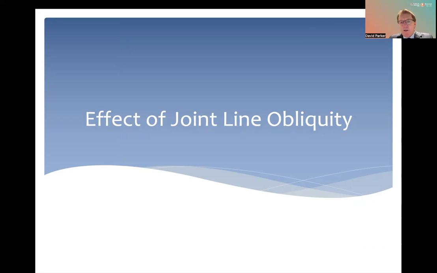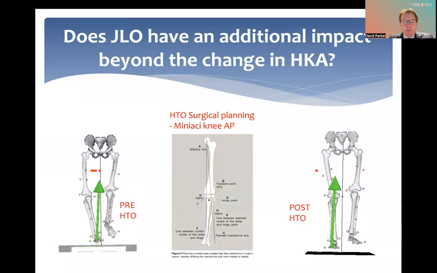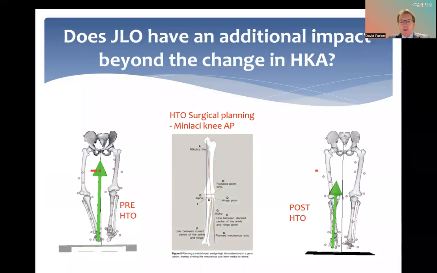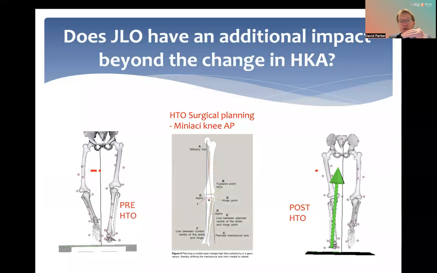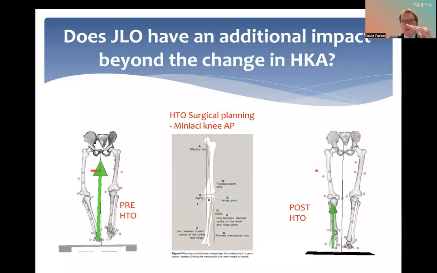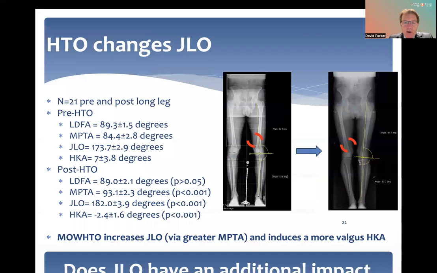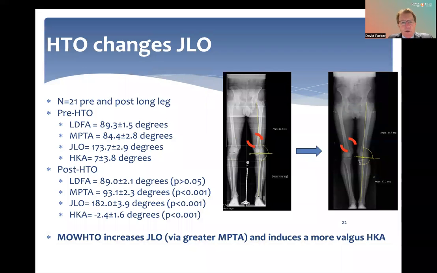More recently, we've looked at the effect of joint line obliquity. So prior to osteotomy, the patients have a certain obliquity to their joint line. And when we do a correction on the tibial side, we're completely changing that obliquity by affecting the proximal tibial articular angle. And we looked at 21 patients and we looked at their joint line obliquity, as you can see here, pre and then post, and it significantly changed, and it changes on the tibial side, not surprisingly. We don't affect the femoral side.